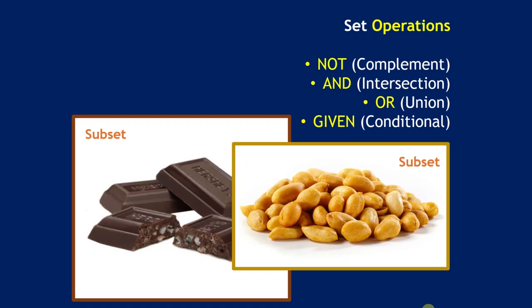There are four different kinds of operations we'll talk about. The first one is called not. Not is also called complement. The second one is called and, and the formal name of and is intersection. Or is sometimes called union. Given is what we call conditional probability.